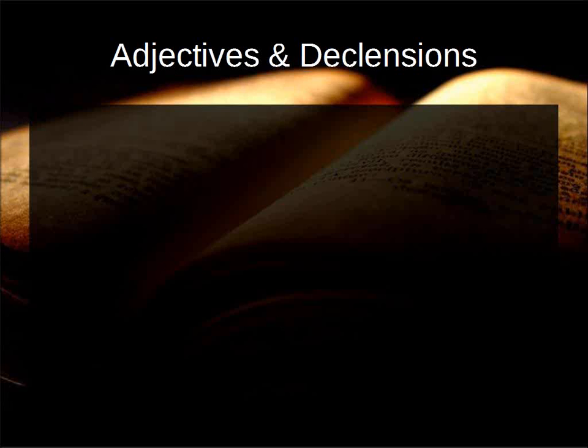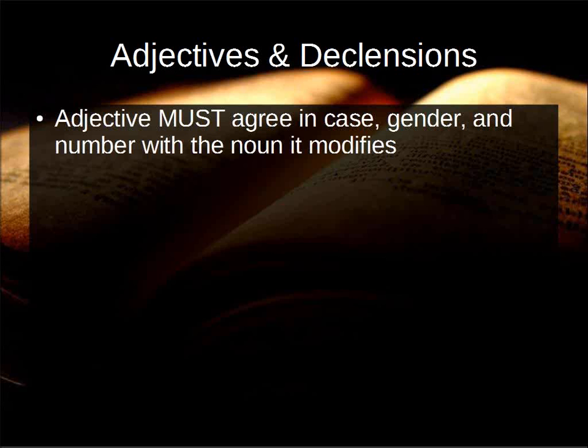All right, so adjectives and declensions. So like I said, the go-to rule for adjectives, it must agree in case, gender, and number with the noun it modifies, okay? The adjective must agree in case, gender, and number with the noun it modifies, right? And the examples that I provided for you showcase that most often than not, the adjective will have the identical noun ending as the noun it's modifying or the noun that it's describing, okay?